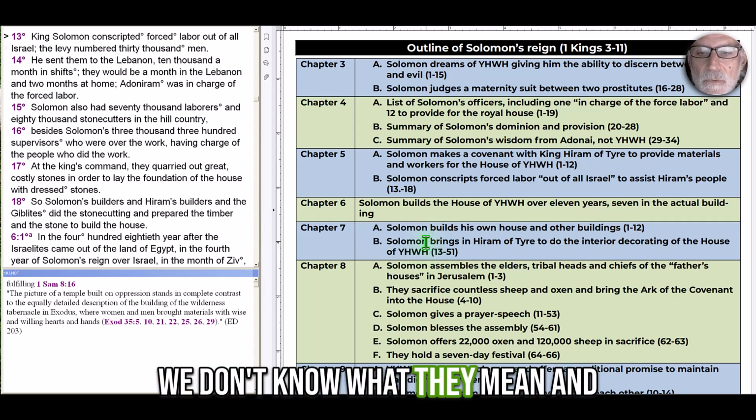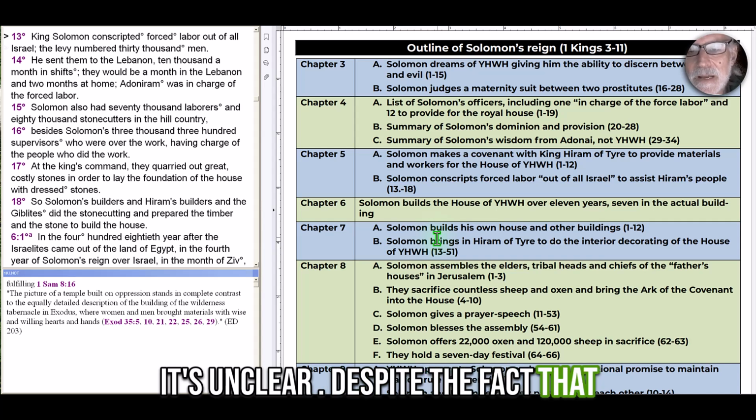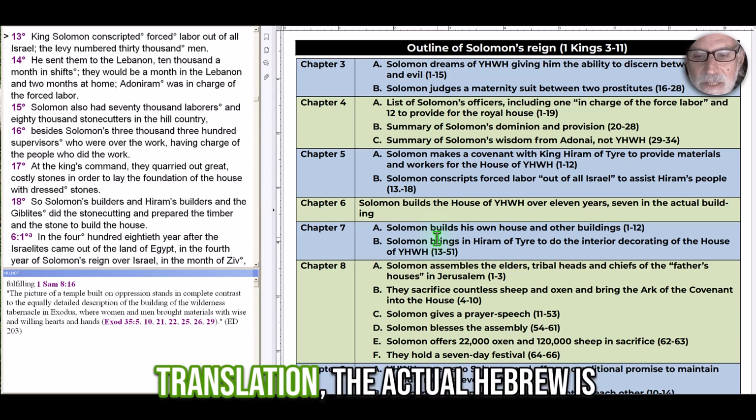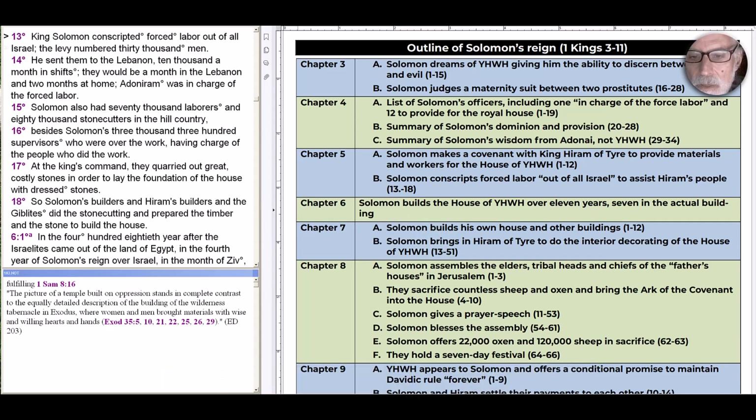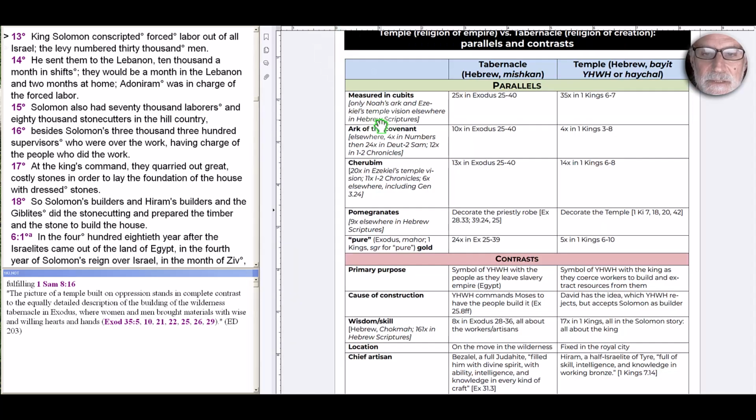Many of the words we don't know what they mean, and it's unclear, despite the fact that your Bible in English gives you a translation. The actual Hebrew is unclear. But either way, the issue that we're concerned with here isn't so much the details of the actual shapes and structures of the building, but how the temple in Jerusalem compares to the wilderness tabernacle in Exodus. Let's look at that right now just for a minute.